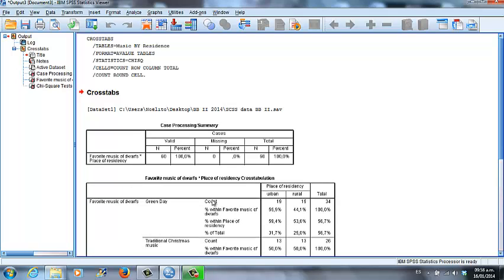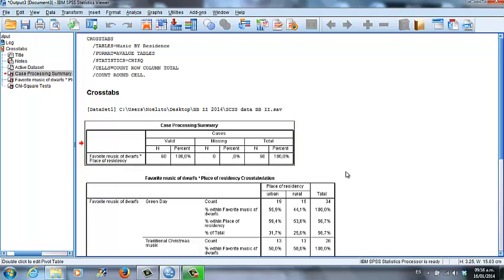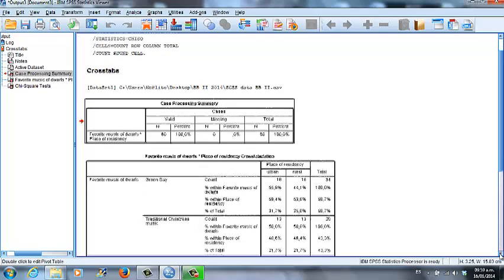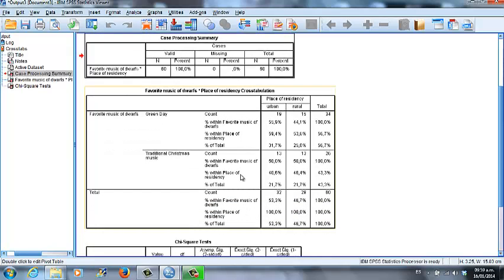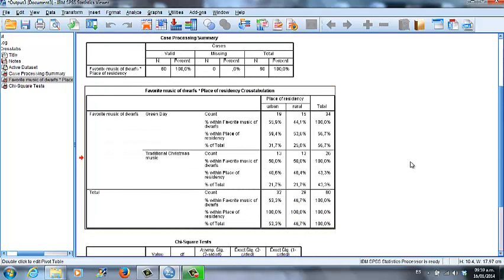And we receive three tables in the output file. The first table, as usual, is a case processing summary table. We have 60 valid observations, which is 100%. This means we have no missing observations or missing cases. The second table is the cross table. The cross table is called a 2x2 table in this case because we have two categorical variables and each of them consists of two categories. A categorical variable with two categories is also called a dichotomous variable.